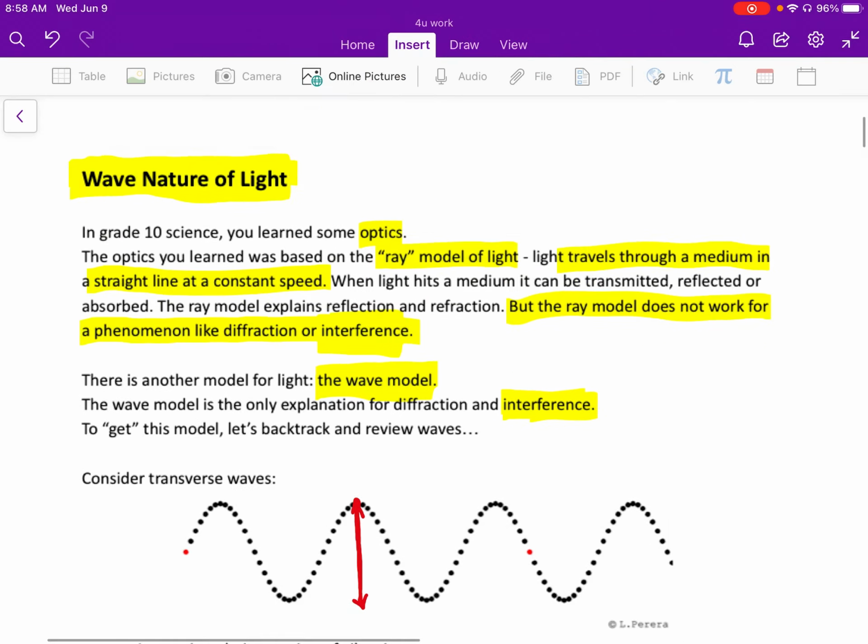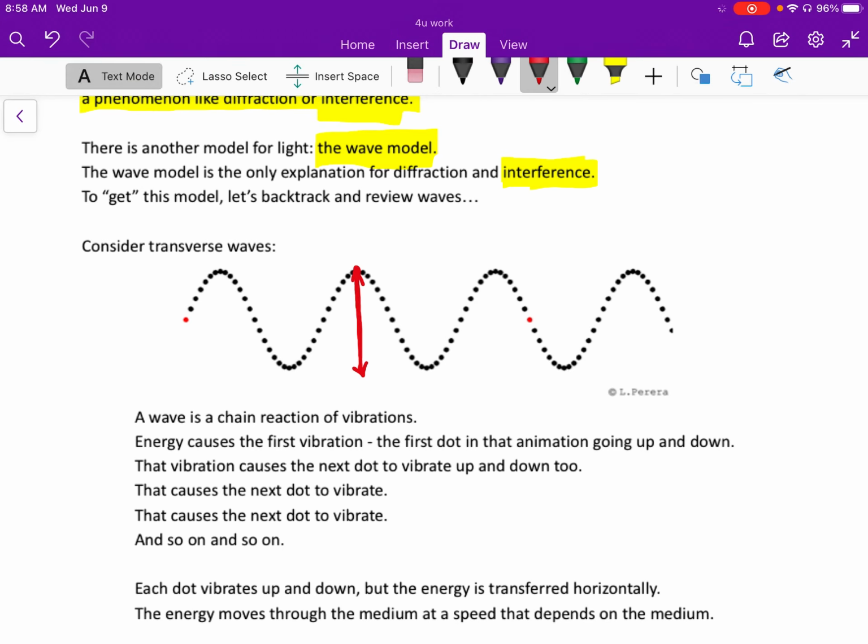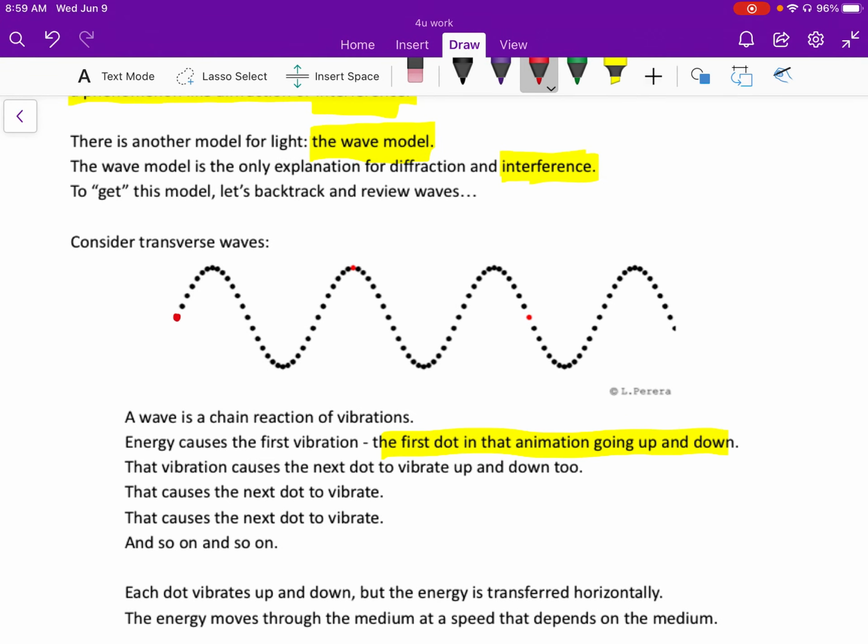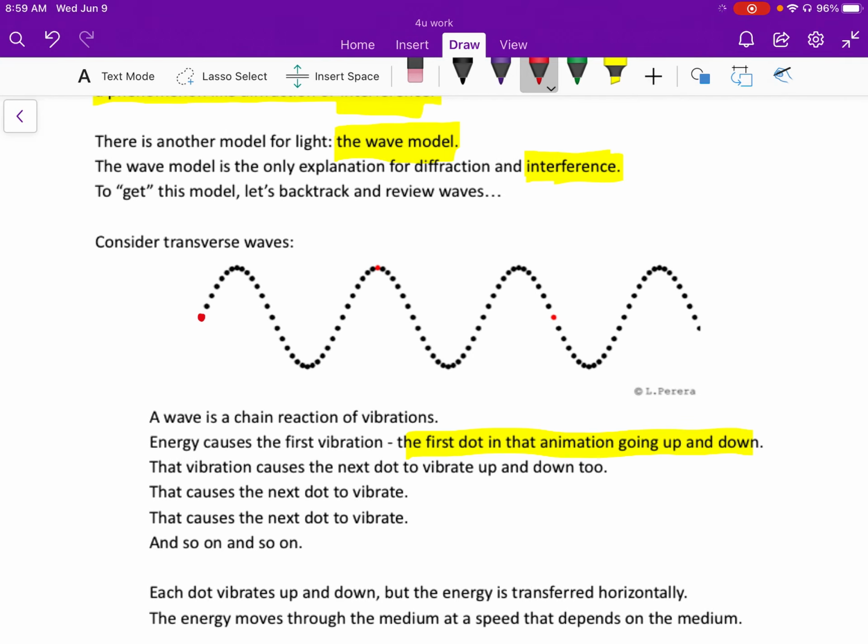When I typed the note, I was looking at the first red dot. If we look at the first red dot, the one here, it's doing just what I said, wobbling up and then back down over and over again. That's a vibration. What a wave is, is when this vibration, this first one, triggers the next dot to do the same thing. Then that triggers the next dot to do the same thing. That triggers the next dot to do the same thing.